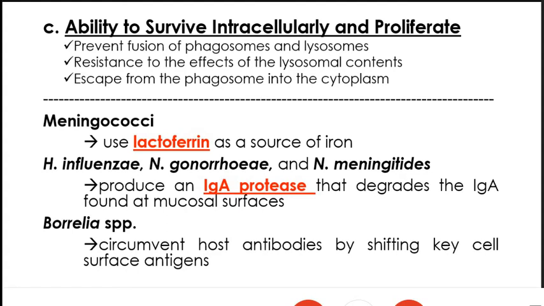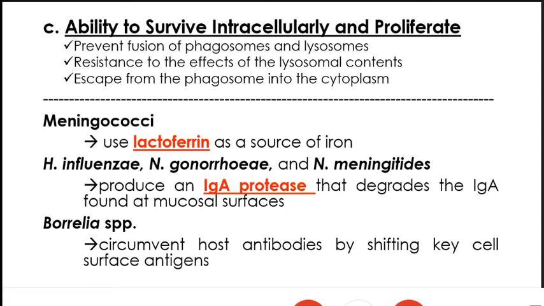They can still proliferate. Okay? Like, for here, we have examples like your meningococci. This lactoferrin and others are produced by some organisms. This is used as a source of iron.